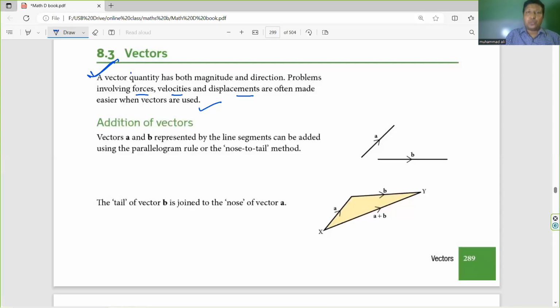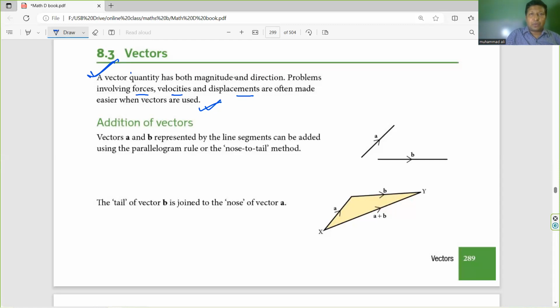Today we will discuss vectors from the maths book. Okay? A vector quantity has both magnitude and direction. Problems involving forces, velocities, and displacement are often made easier when vectors are used.